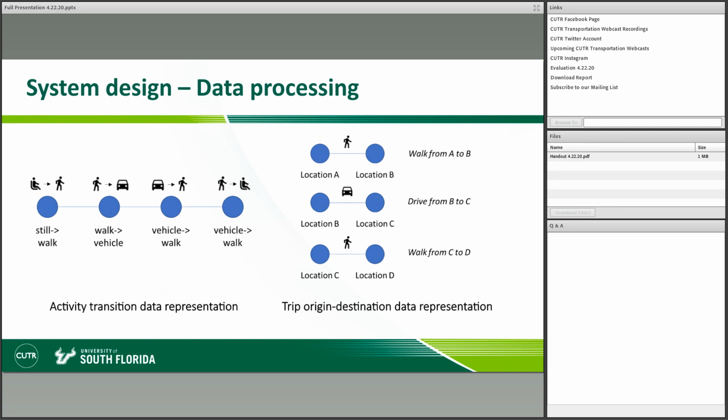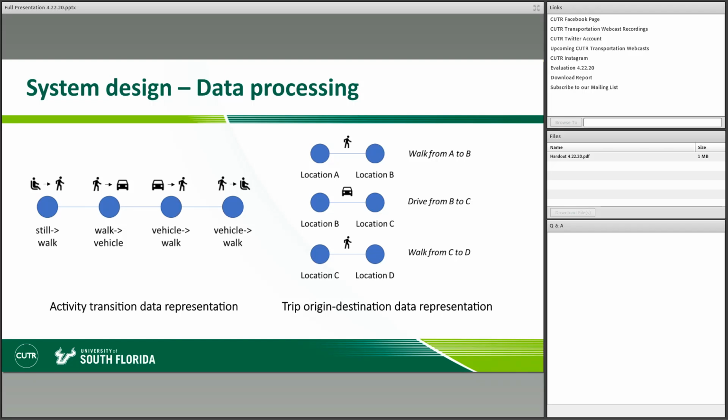Something else that we had to go through here is processing the data. The data that we get off the transition API is essentially a series of updates. Each of these blue nodes is saying the user transitioned from X activity to Y activity. So they went from still to walking, and then later they went from walking to in vehicle, and then later from vehicle to walking. And then we have to take that representation and turn it into a more traditional trip origin-destination data representation.